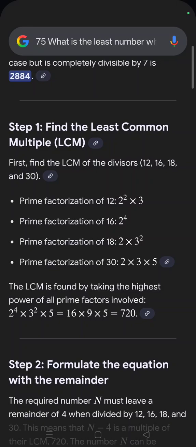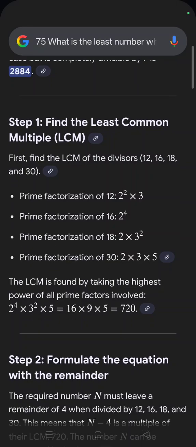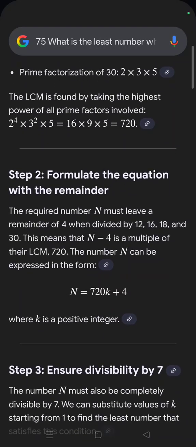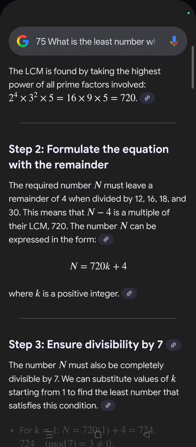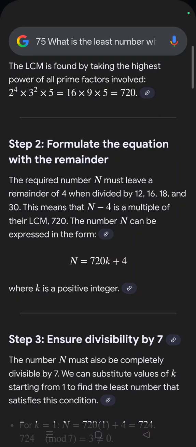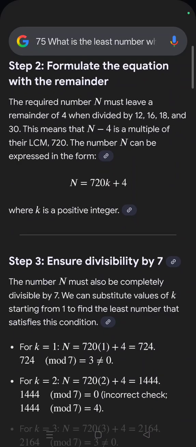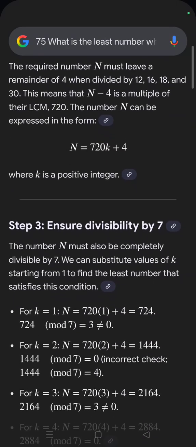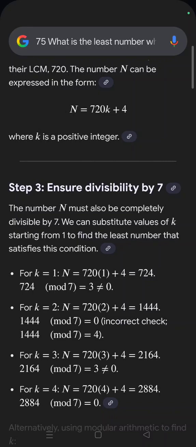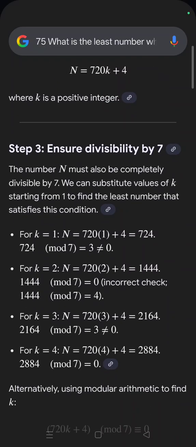The least common multiple is 720. Common formula for equations with a remainder: the required number n must leave a remainder of 4 when divided by 12, 16, 18 and 30. This means n minus 4 is a multiple of the LCM, 720, so the number n can be expressed in the format 720k plus 4, where k is a positive integer. Ensuring divisibility by 7: k equals 1 gives 724, which mod 7 is not equal to 0.